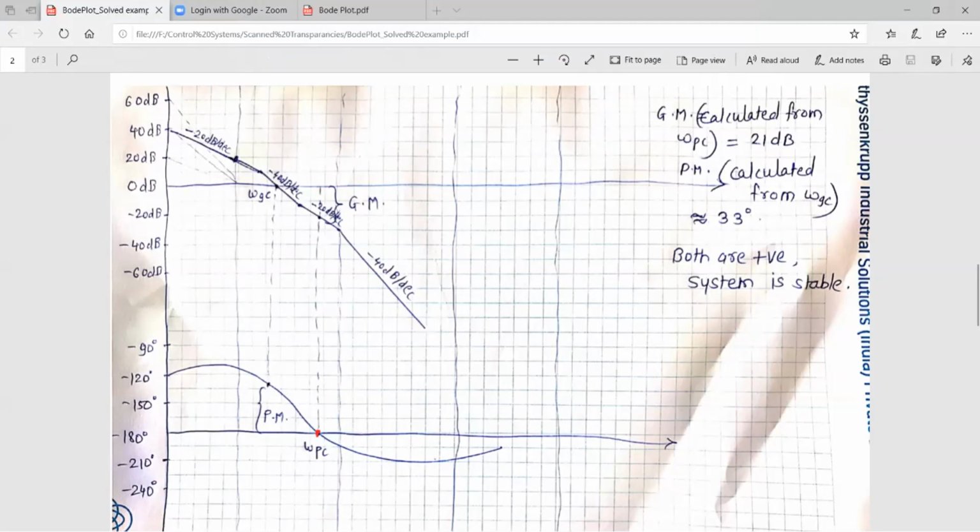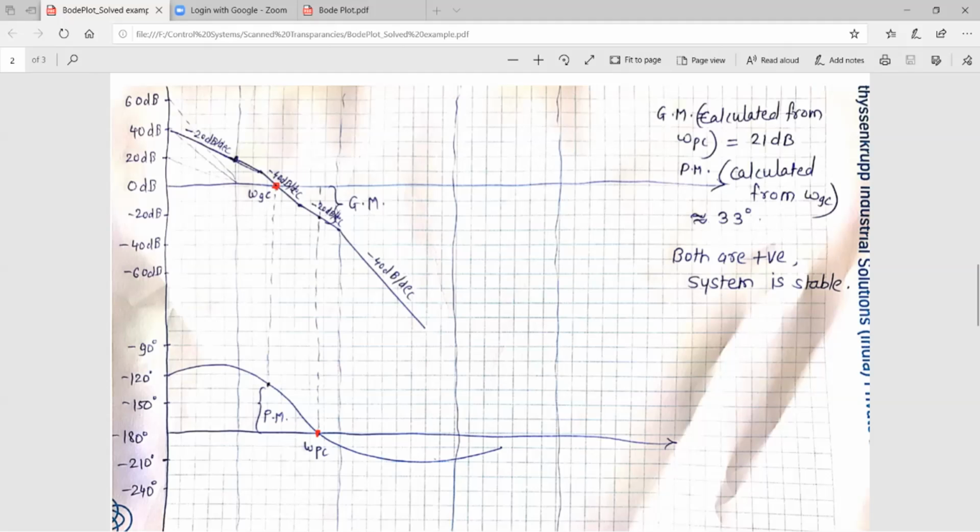Similarly, what is omega GC? Omega GC is the gain crossover frequency, the frequency at which the magnitude plot or gain plot crosses 0 dB. So this is the 0 dB line and this is the point at which it crosses 0 dB. This frequency is called omega GC or gain crossover frequency. Now let us come to the calculation of gain margin and phase margin from the plot.